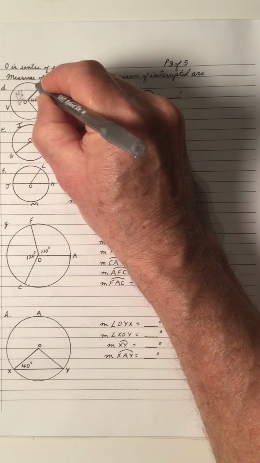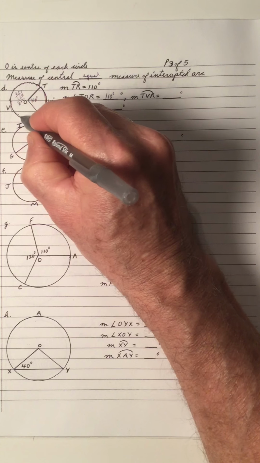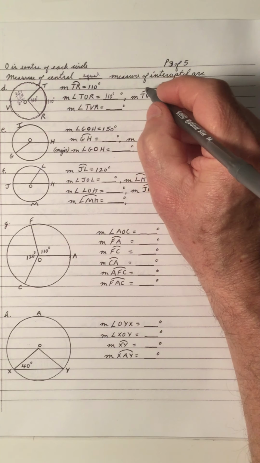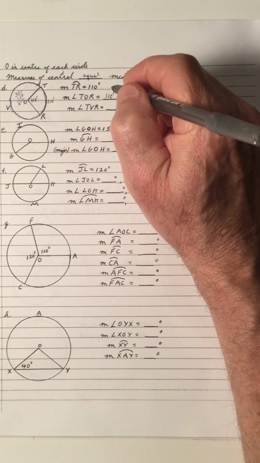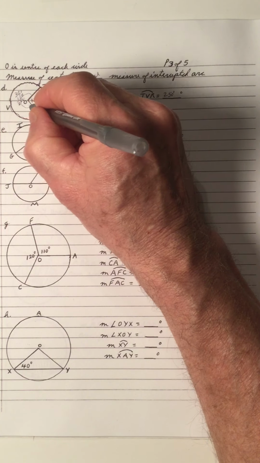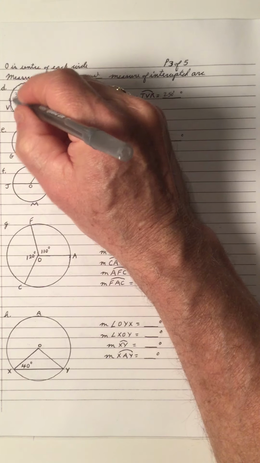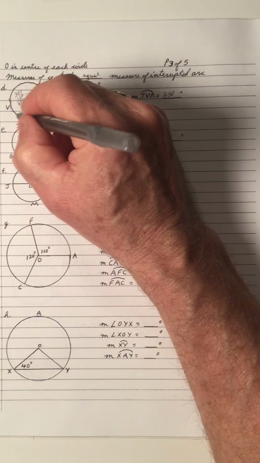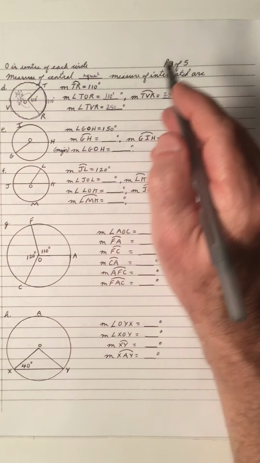So this arc TVR is 150 degrees. So that means the angle TVR, which is this one, is 250 also, because the intercepted arc and the central angle are the same measure. Let's move on to E.